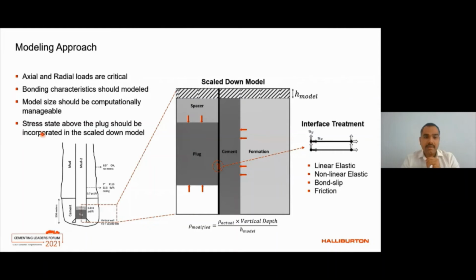So like I said, the model size should be computationally manageable, yet you cannot really scale down the size of the plug because the boundary effects would propagate deep into the plug, and the assessment that you get for the length of the plug would not be appropriate. Let's see the results of this particular example case.